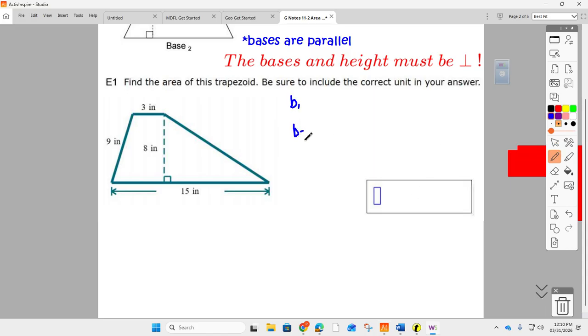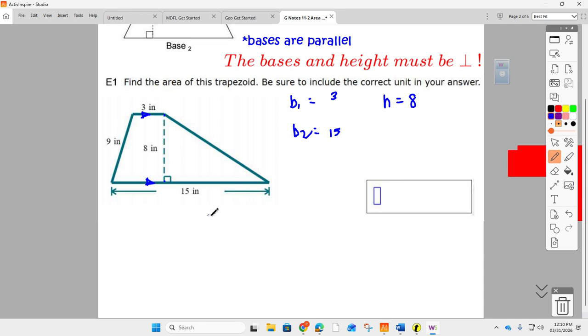so base 1 and base 2, the sides that are parallel, this one and this one, right? 3 inches and 15 inches. The distance between those two bases is the height, and it's represented here as a dotted line. If they represent a dotted line in any figure, remember, it's not actually part of the trapezoid. It's not actually part of the figure when we have the dotted lines. It's the distance, the length between these two points, where their endpoints are. So the height of this trapezoid is 8 inches.